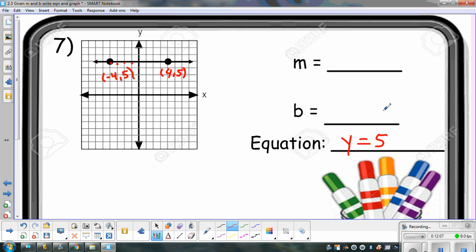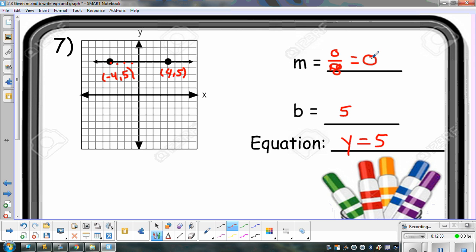It has a 0 slope because we are not rising anything, but we did run 8 between these 2 points. We didn't rise, but we ran 8. 4 and 4 is 8. I apologize for that. If you have 0 on top, that is okay. That is a 0 slope. Its y-intercept was at 0, 5.